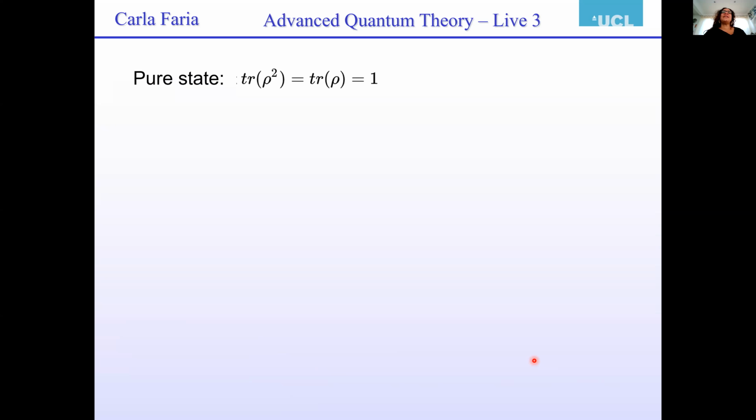And a pure state would require that trace of ρ is equal to trace of ρ squared is equal to 1, which you can also show if you have a single projector. That is what you're going to get. This purity is also a good measure to see if something got entangled with something else. And it's quite useful, this definition.